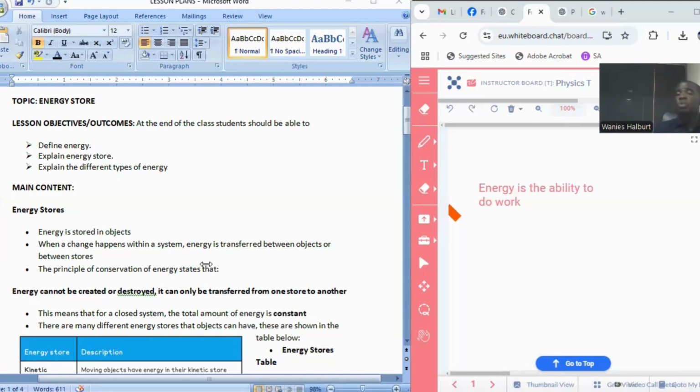Now, what's the store? The store in every object is where the energy is kept, just like your store at home, where foodstuffs and other things are kept. So also, an object that contains energy has a store where that energy is stored. You also remember the principle of conservation of energy, which states that energy cannot be created or destroyed, but can only be transferred from one store to another.